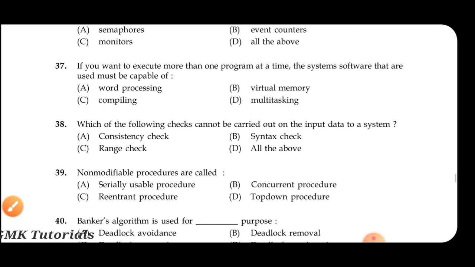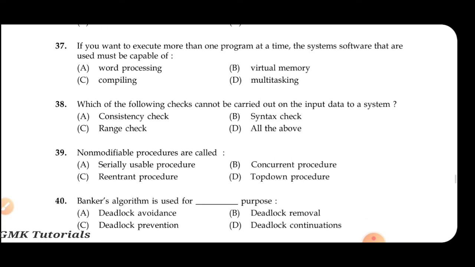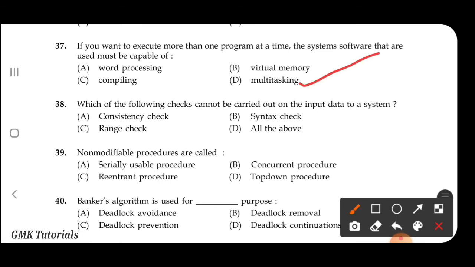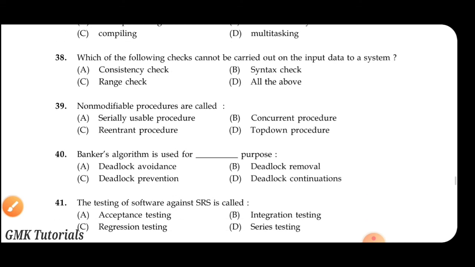37. If you want to execute more than one program at a time, the system software used must be capable of multitasking. Humans also sometimes do more than one task at a time; that time we call that person a multitasking person. Same, if you want to execute more than one program at a time, the system software must be capable of multitasking. So 38th question, which of the following checks cannot be carried out on the input data to a system? Syntax check.